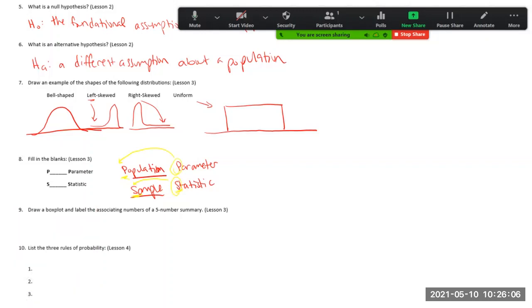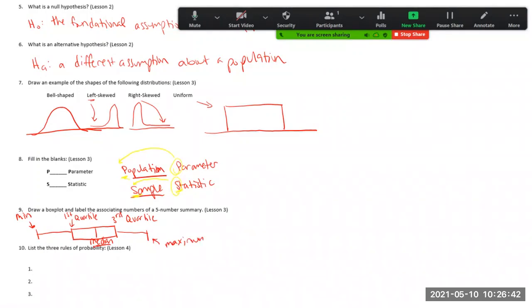Awesome. Number 9, draw a box plot and label the associated numbers of a 5-number summary. All right, a box plot, some people call it a box and whisker plot, but it looks something along the lines of this. The first number in a 5-number summary, or the leftmost in a box plot, is the minimum. The next one is the first quartile. We've got the median, not the mean, the median, the third quartile. And then over here is the maximum.